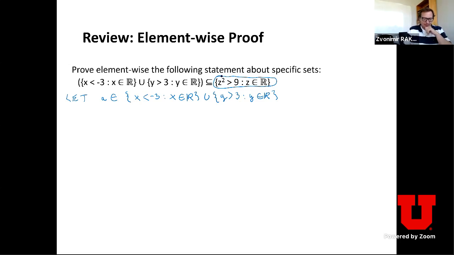Now, by the definition of the union, we have two cases here. If a is an element of this union, that means that a is either an element of the set on the left or an element of the set on the right. So we'll have two cases here. Case 1.